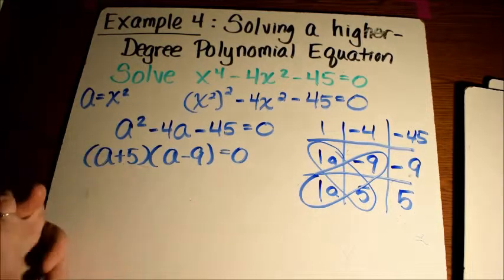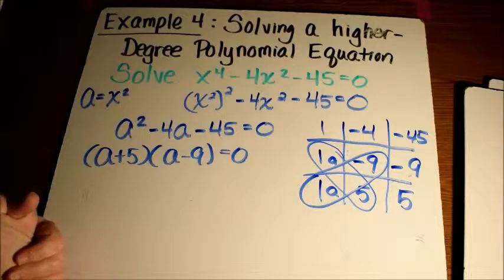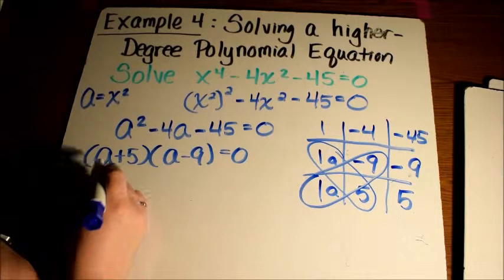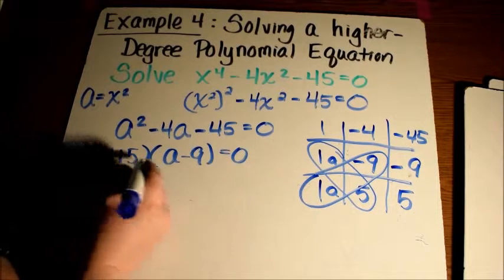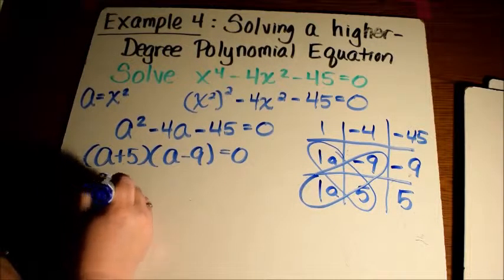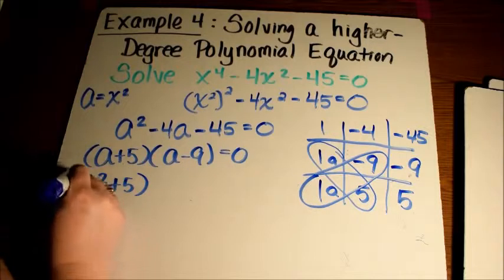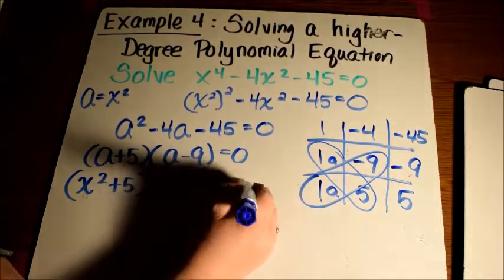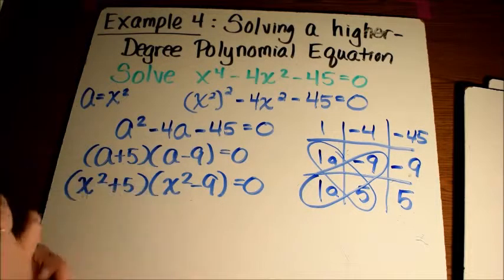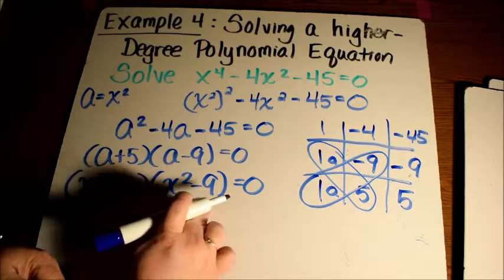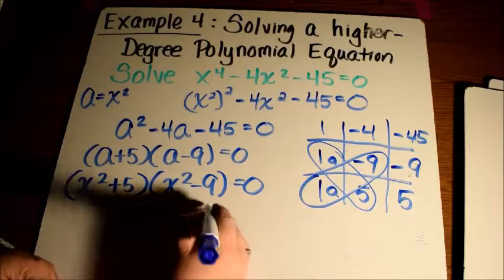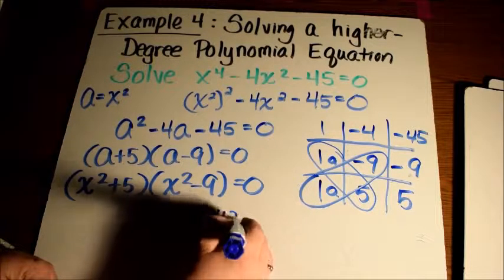That's great, but I don't want to know what a is. I want to know what x is. So now we need to put our original player back in. Everywhere there's an a, we're going to put x squared. So this becomes x squared plus 5 and x squared minus 9. Well, look at that. That's our lovely little difference of squares. So we can further split this up into x minus 3 and x plus 3.